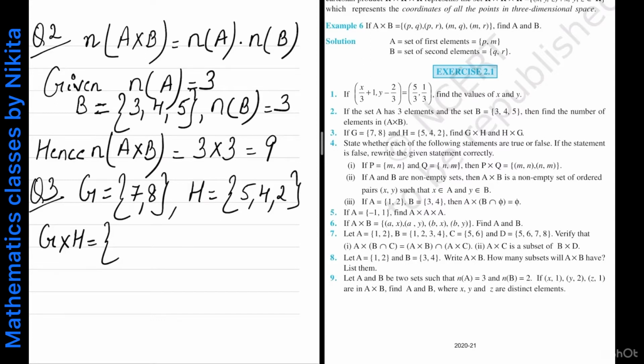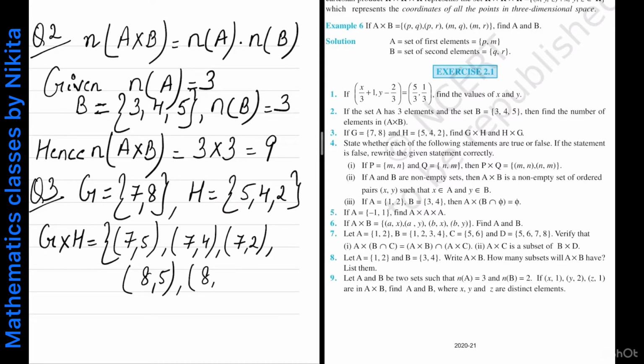So therefore the first ordered pair will be (7, 5), then you will have (7, 4), then you will have (7, 2), then you will have (8, 5), then you will have (8, 4), then you will have (8, 2). So these are the 6 elements in G cross H.